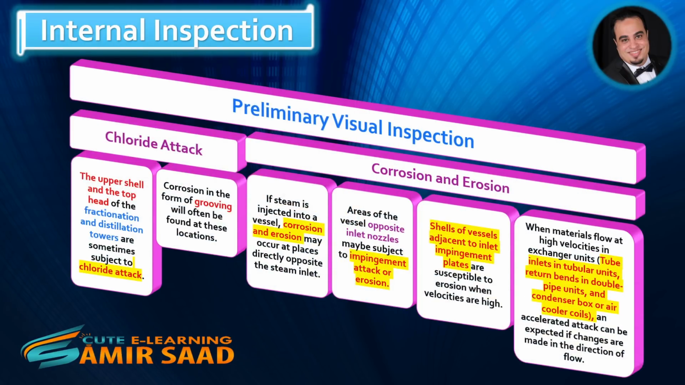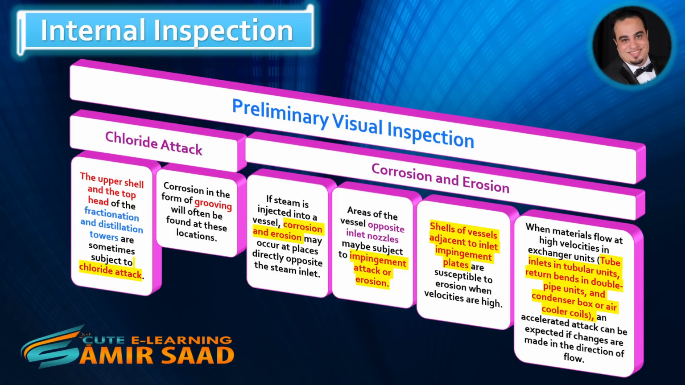Chloride attack. The upper shell and the top head of the fractionation and distillation towers are sometimes subject to chloride attack. Corrosion in the form of grooving will often be found at these locations. Corrosion and erosion. If steam is injected into a vessel, corrosion and erosion may occur at places directly opposite the steam inlet. Areas of the vessel opposite inlet nozzles may be subject to impingement attack or erosion. Shells of vessels adjacent to inlet impingement plates are susceptible to erosion when velocities are high.